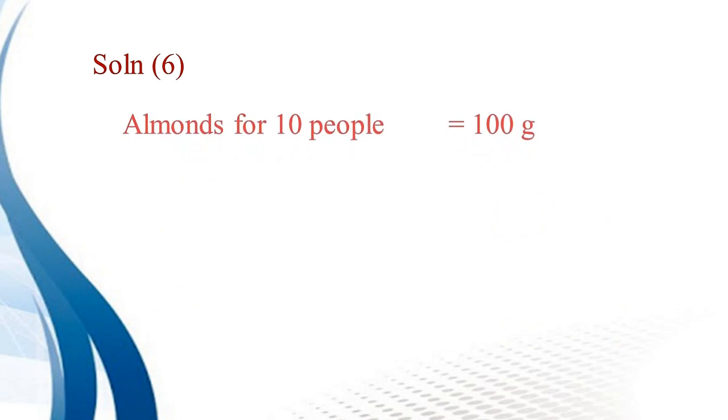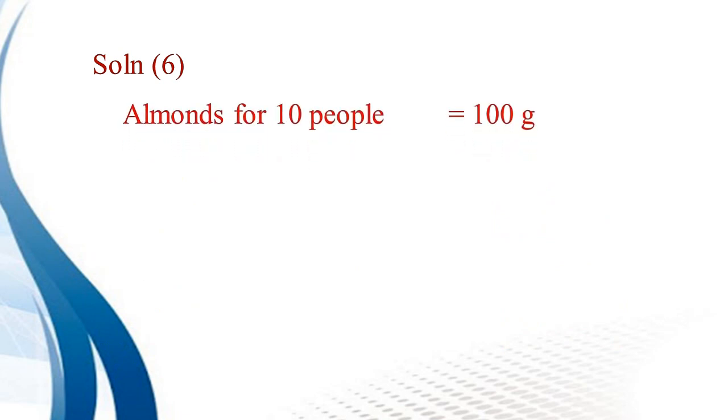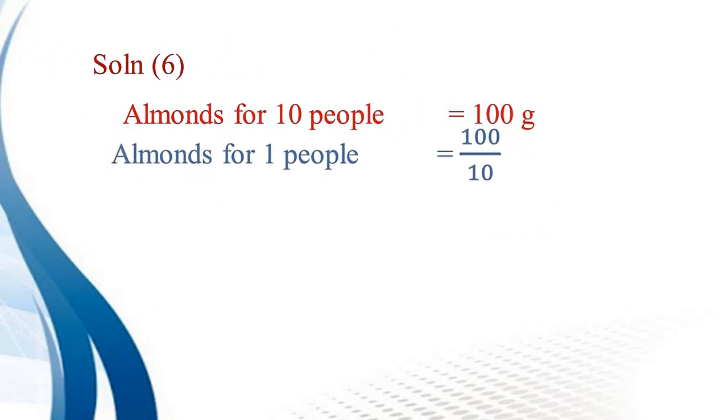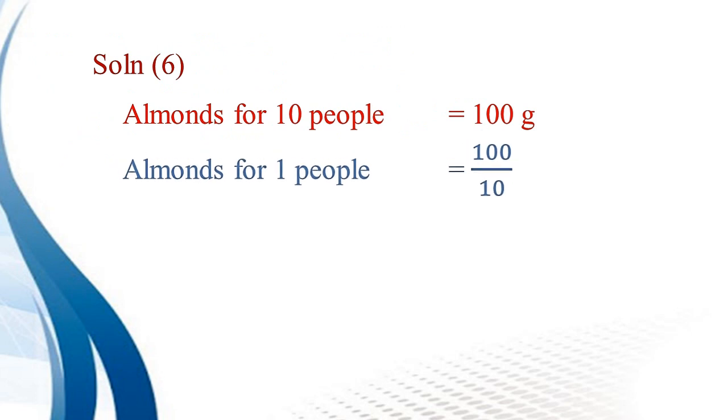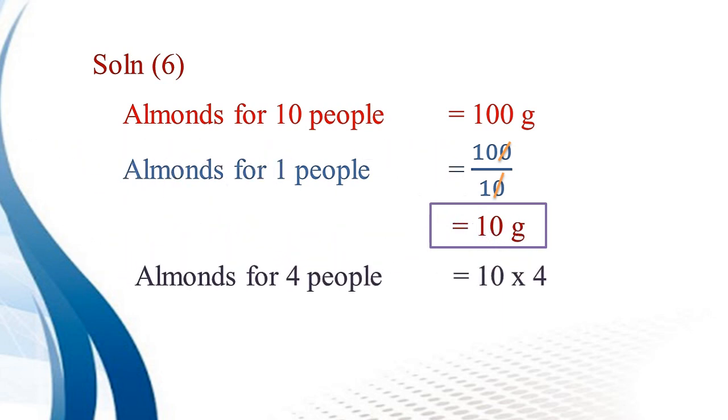Sixth one, almonds for 10 people equal to 100 gram, and almonds for 1 people equal to 100 divided by 10 will get 10 grams. Now we want to find the almonds for 4 people equal to 10 multiplied with 4 will get 40 gram.